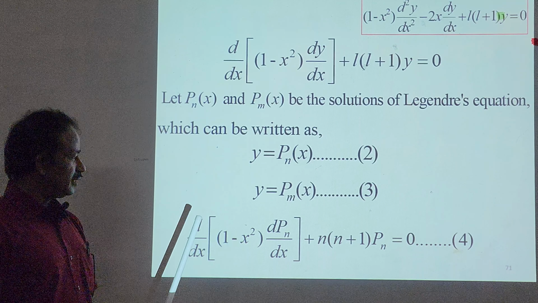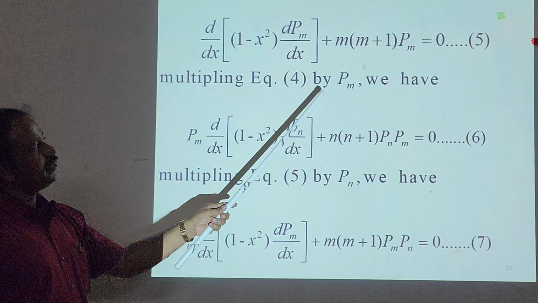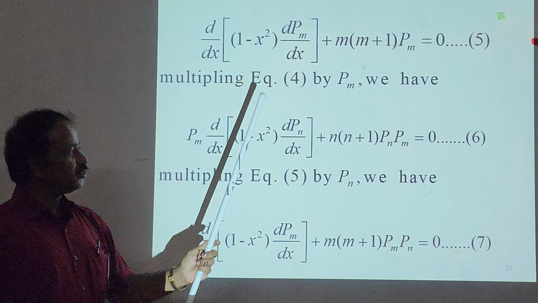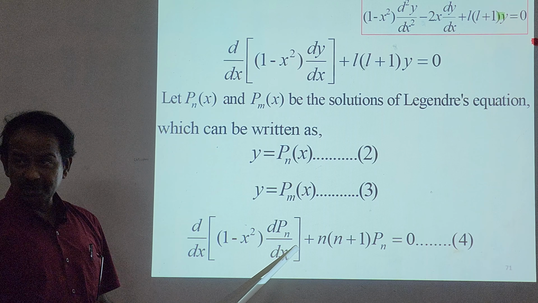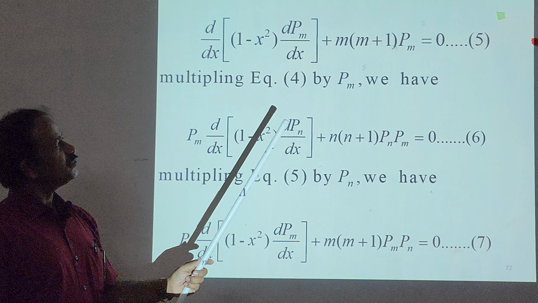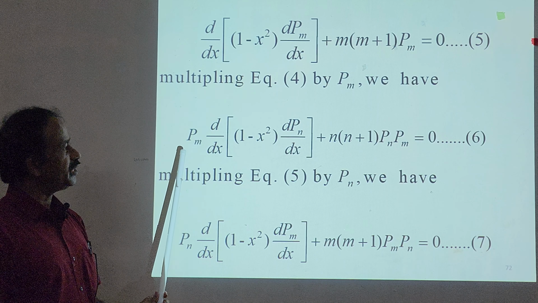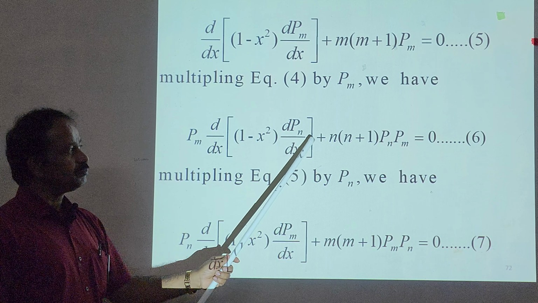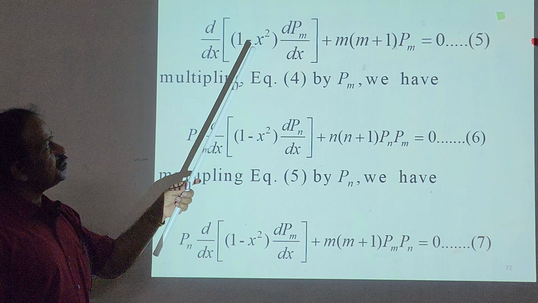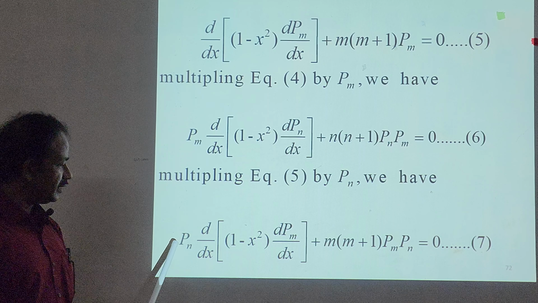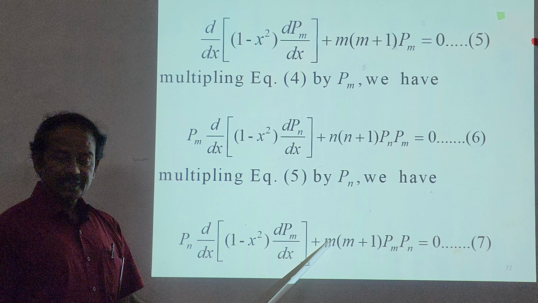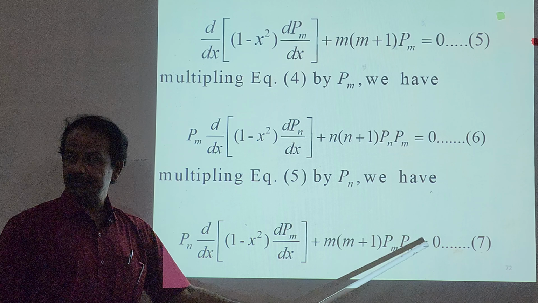Now multiply equation 4 by Pm, and multiply the other equation by Pn of x. First we multiply equation 4 by Pm. So Pm multiplied by this term, plus n into n plus 1 Pm, equal to 0. Now multiply the other equation by Pn of x. See here, Pn of x d by dx of 1 minus x squared dPm by dx, plus m into m plus 1 Pn, equal to 0.